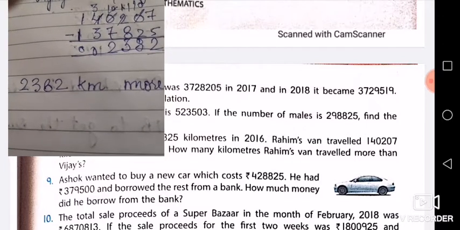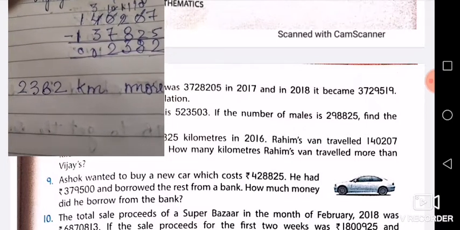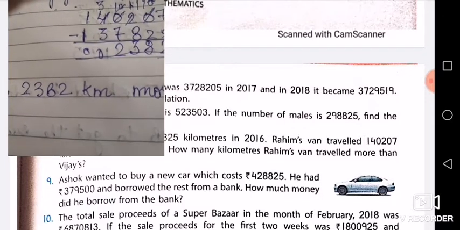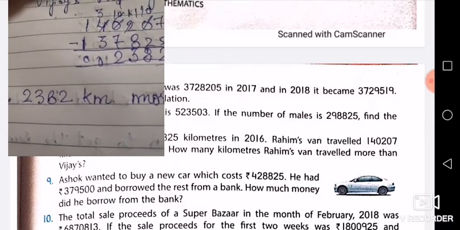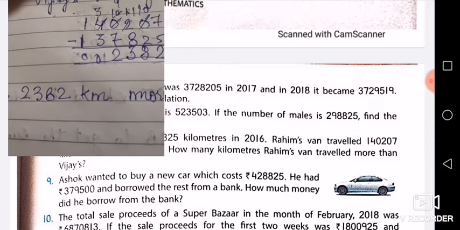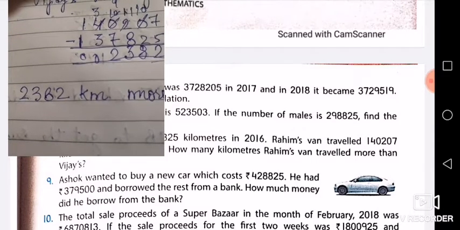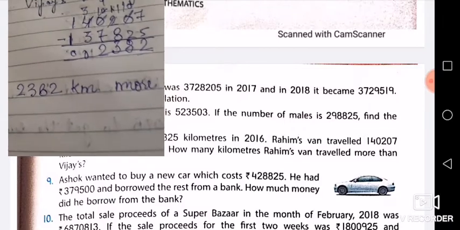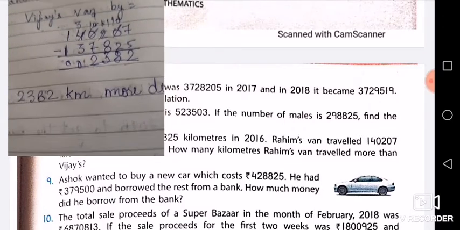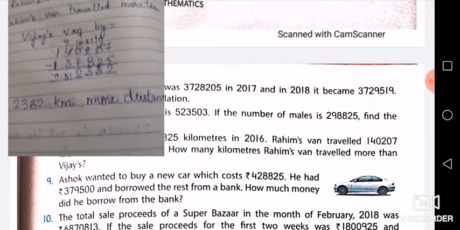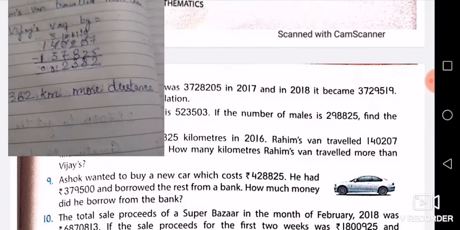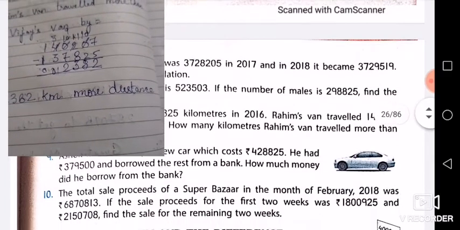Total money Ashok had, that is rupees 3,79,500. Cost of a car 4,28,825. Money borrowed from the bank is equal to, out of 4,28,825 you are going to subtract that 3,79,500.